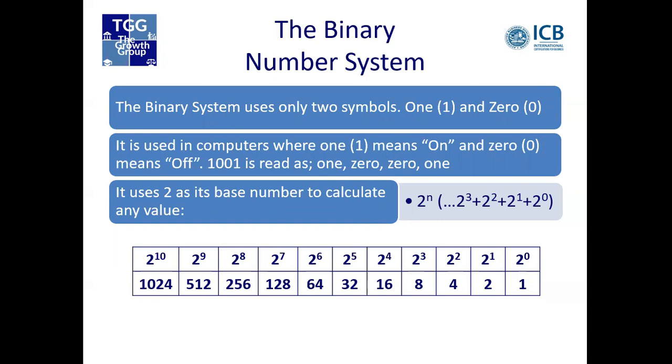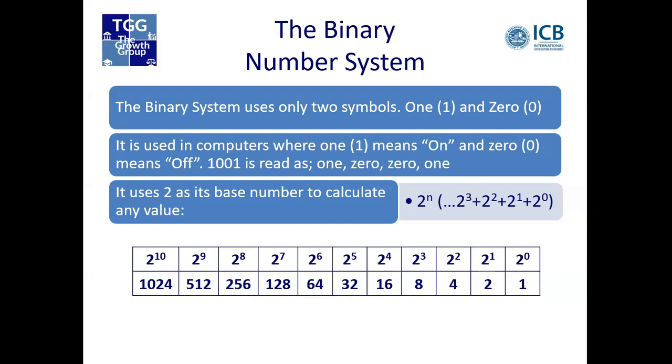1001. That number there with the 1, 2 zeros and the 1 is not 1001 as we have it in the decimal system. In the binary system, it is the number 1001. It uses 2 as its base because it's only got 2 numbers in the system to calculate any value. So really 2 to the power n, and it starts on the right-hand side, the position 2 to the power 0, and then we move to the left. And as we move to the left, the power of 2 increases all the time.